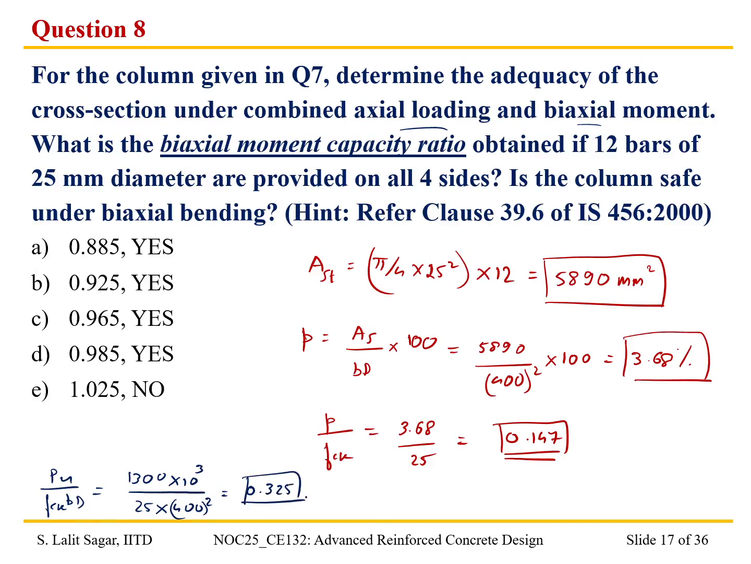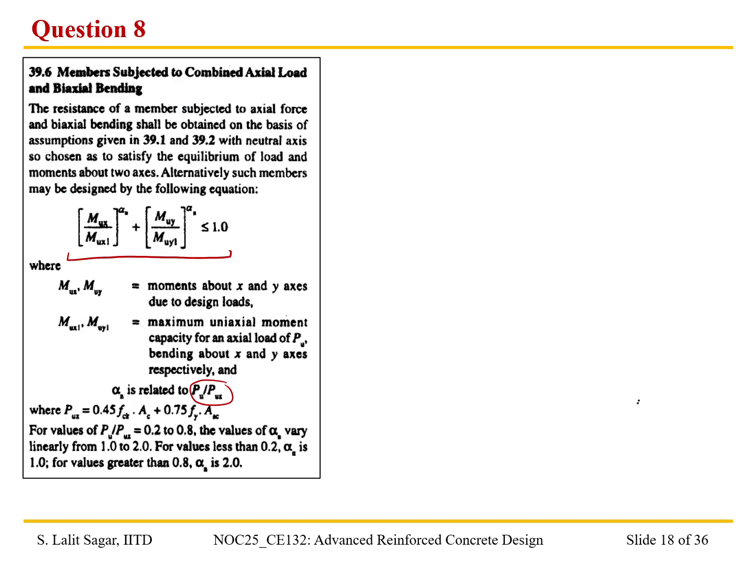Okay, so now we have the value of p by fck and Pu by fck BD, and we have the value of d dash by d, that is 0.15. From this we need to determine the uniaxial moment capacity for this axial load. Let me write down the values that we obtained in the previous slide, which is going to help us in solving the rest of the problem. We have d dash by d is equal to 0.15.